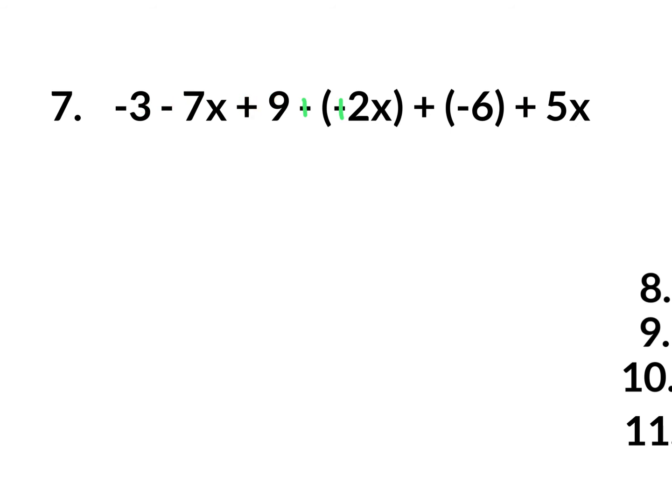There's a sign between the 9 and the x. There's a sign between the 9 and the 2. There's a sign between that parenthesis and that parenthesis. So we're thinking of money, and let's combine the x's with the x's and the numbers with the numbers.